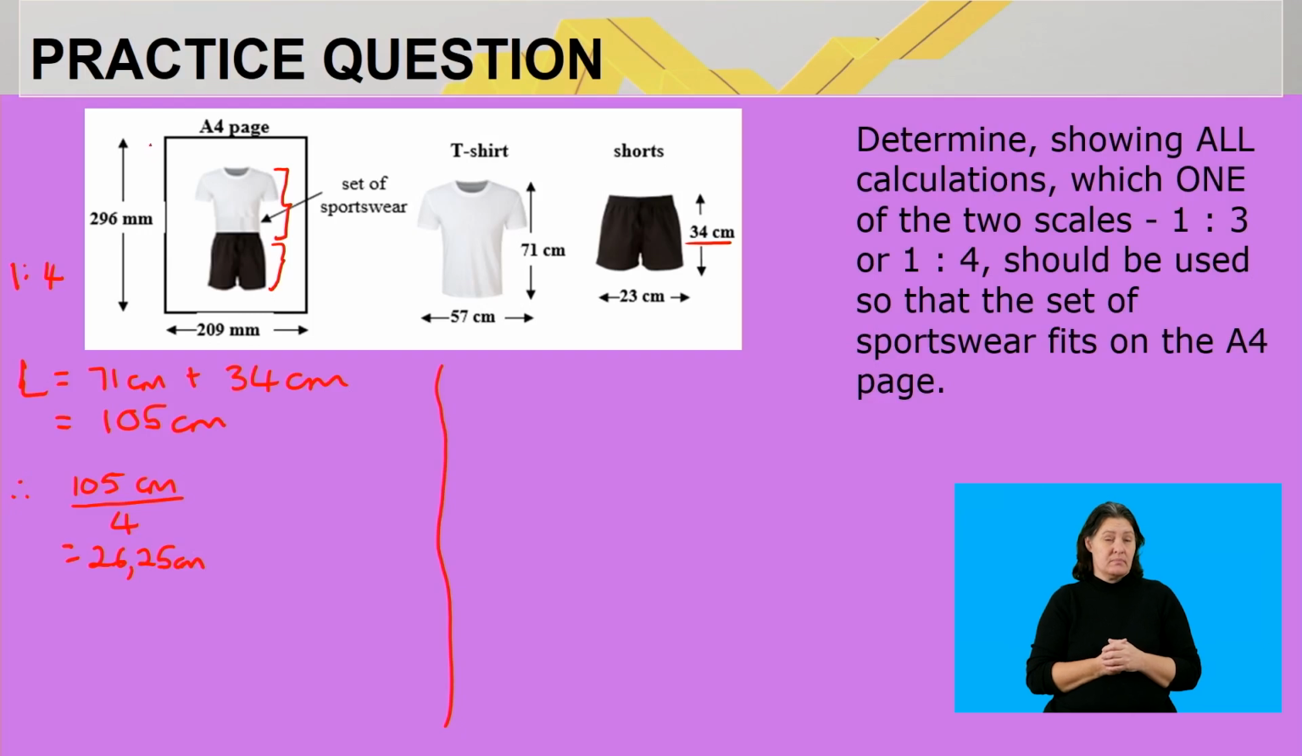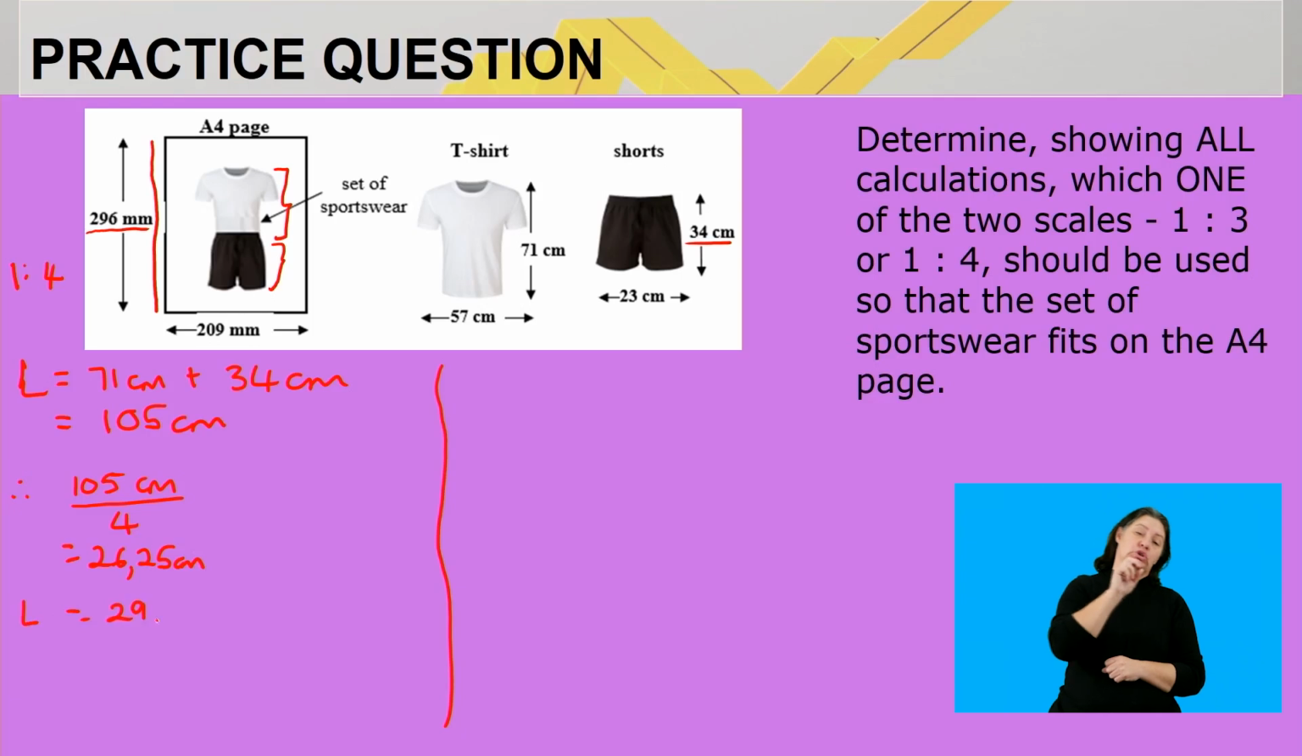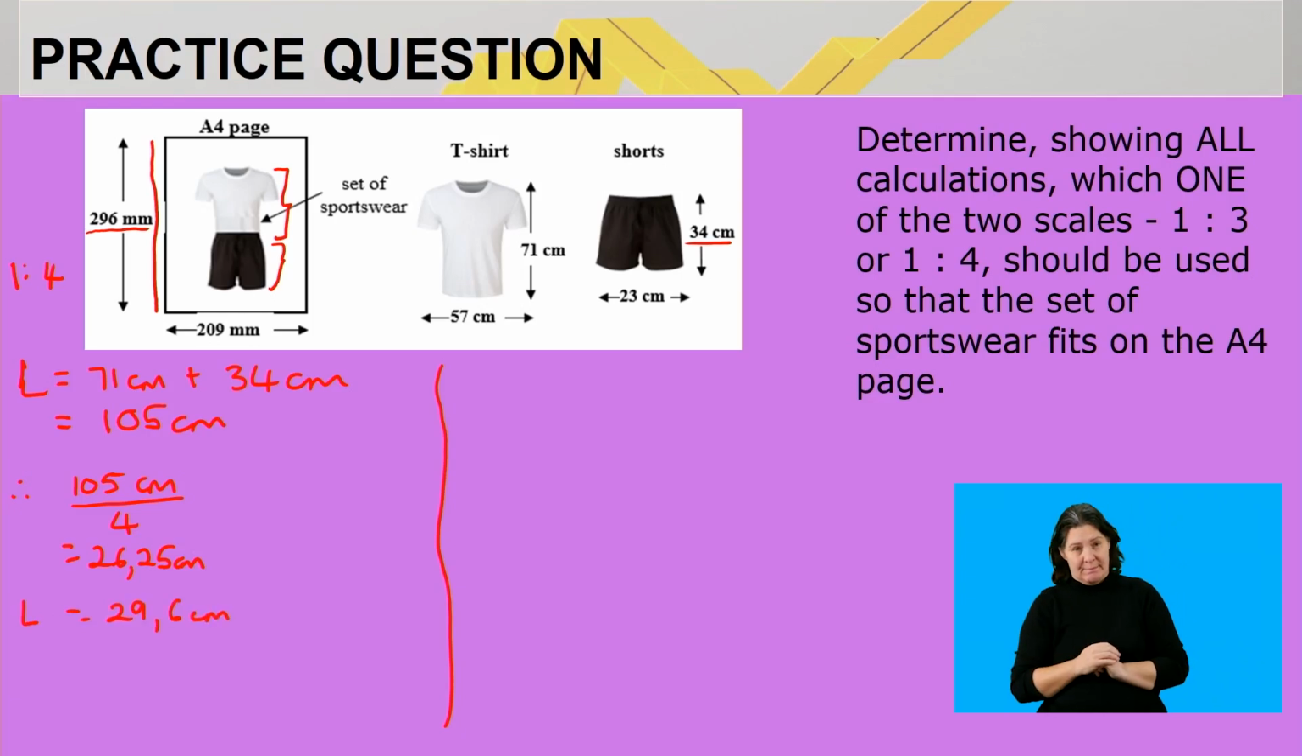Now, if you look at the length of the A4 page, this side here, it says it's 296 millimeters. So therefore, if I convert that to centimeters, I will divide by 10, because 10 millimeters equals 1 centimeter. You can even move the decimal only one space, but let's type that in, 296 divided by 10. That will give us 29,6. So the length of the page itself is 29,6 centimeters. So therefore, do you agree that lengthwise, on the scale 1:4, it will fit?